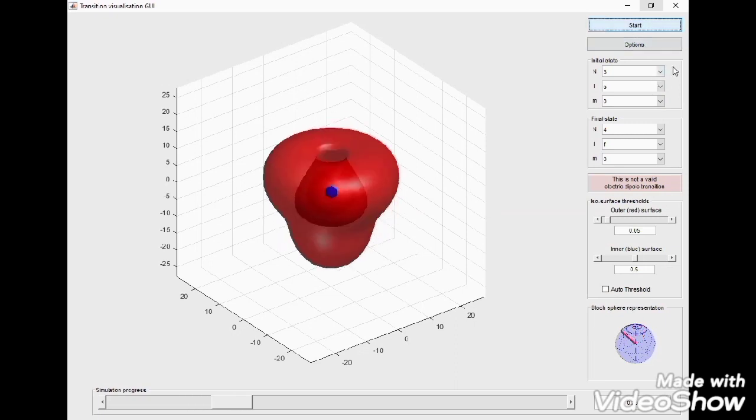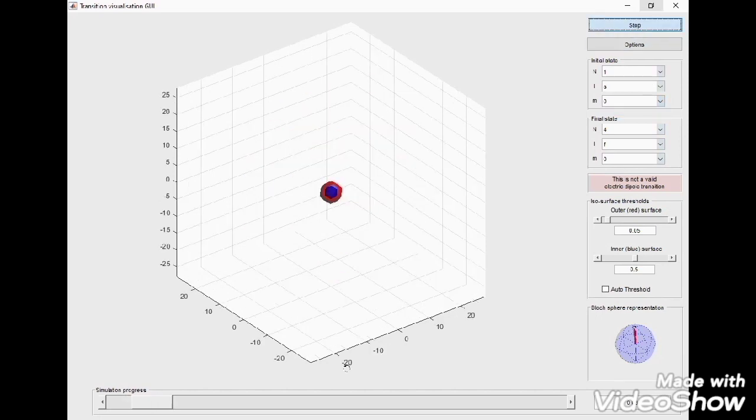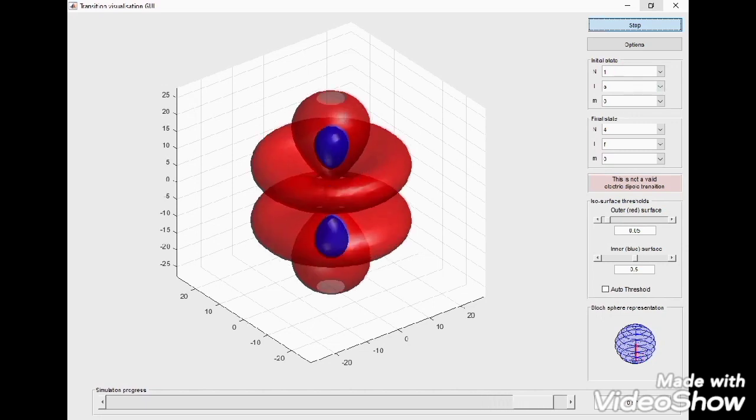Now for example, I want to move from initially n equal to 1 to the 4f state, and I set m equal to 0. Now what will happen if I do this? Slowly and gradually it is changing its shape, and n is equal to 1, l is equal to s, m is equal to 0, and the final state is n equal to 4, and over here m would be equal to 0. See how this is changing.